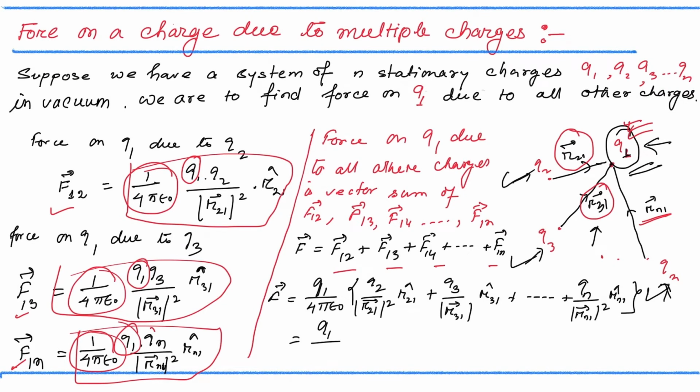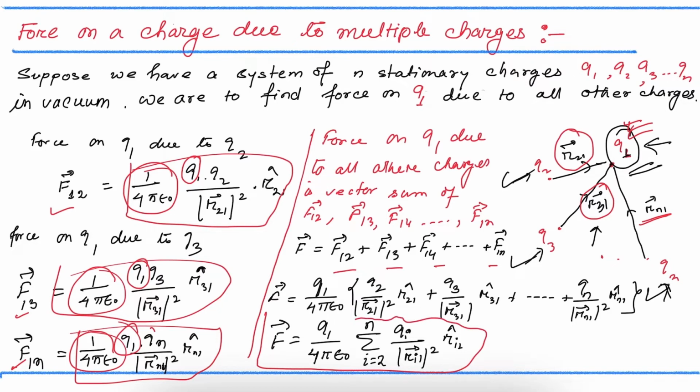So that's what we will get, and it can be expressed this way. Using summation, this result can be written as Q1 by 4 pi epsilon naught, summation from i equal to 2 up to n, Qi by the square of the magnitude of Ri1 and its unit vector Ri1 cap. So that's how we can express the total force on the charge Q1 due to all other remaining charges. So this is the result. Hope you have understood this topic.